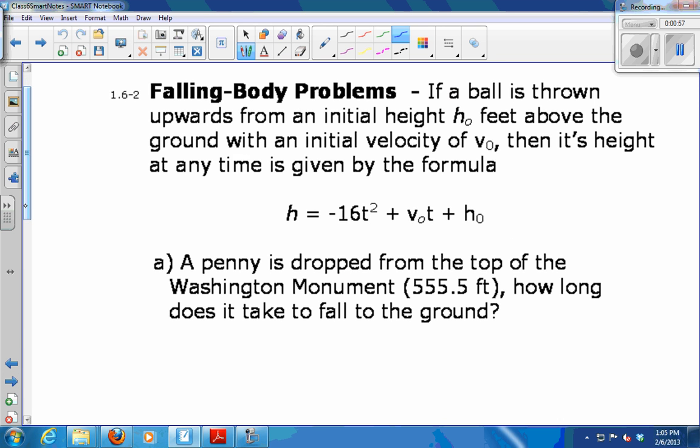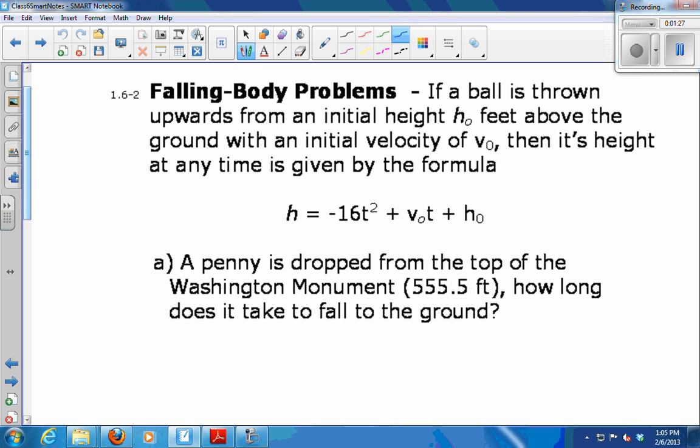So the first standard college algebra modeling problem that involves quadratics is a falling body problem. And it says if a ball is thrown upwards from an initial height of h0 feet, so that's the height from which you initially throw it, and it has an initial velocity of v0, that's the speed that you throw it with, then its height at any given time is given by this formula.